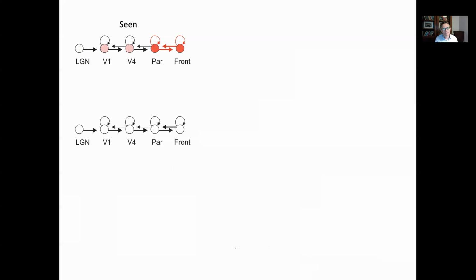On other trials with the same stimulus, it might be propagated, but due to the stochasticity, it might not reach the critical level that will give rise to this reverberant activity. If you then take away the stimulus from the screen, activity will decrease, and that would be a miss trial.